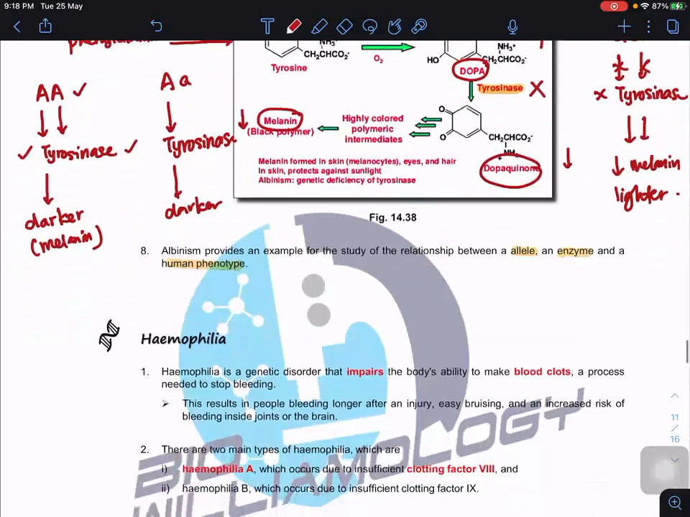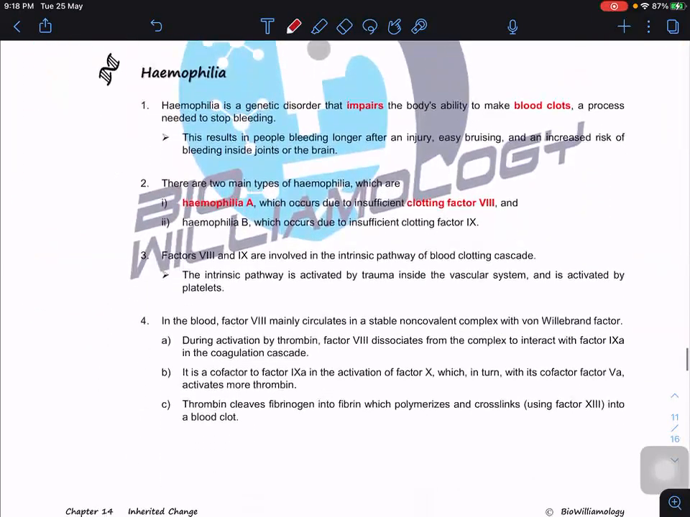Okay. So the next disease here is hemophilia, the blood clotting factor. Hemophilia is a genetic disorder that impairs the body's ability to make blood clot. Blood cannot clot properly. In our syllabus, we're going to focus on hemophilia A, which has insufficient clotting factor 8. These two I forgot; I guess it's just for information only.